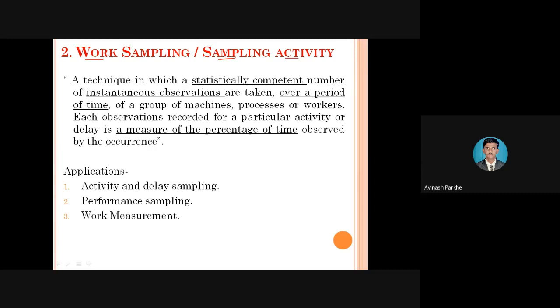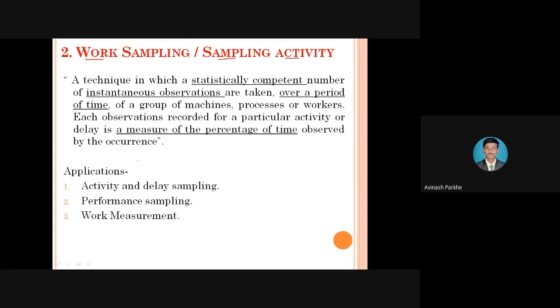Also, sometimes the machines are continuously working. In the morning we start that particular machine, and in the evening we stop it. How much amount of time that machine is in working condition, that also we are going to calculate by using this work sampling technique or sampling activity. In this method, a number of observations are made. Work sampling is a technique in which a number of observations are made over a period of time.